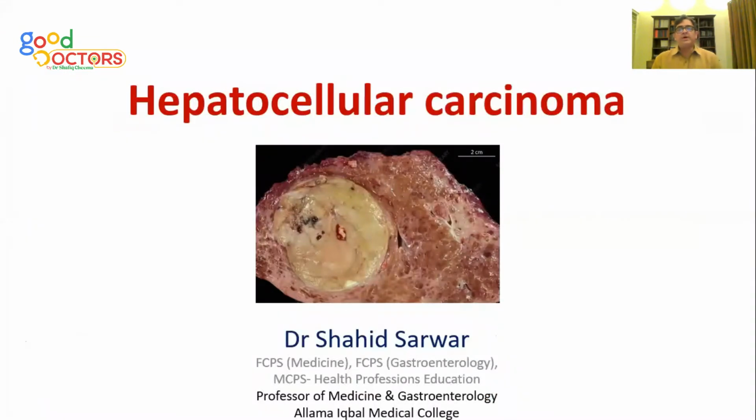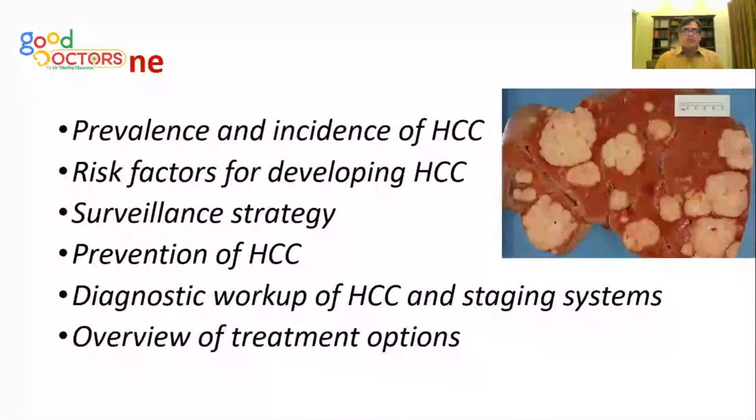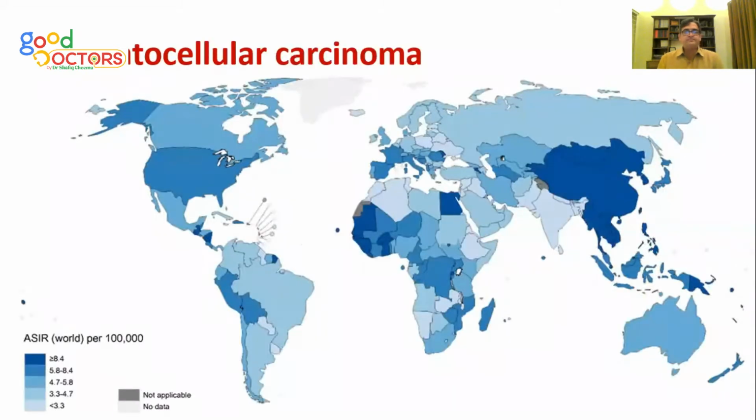Today we are going to talk about hepatocellular carcinoma. We are going to talk about its prevalence and incidence. We will talk about the risk factors which predispose to developing hepatocellular carcinoma, and how to look for this particular cancer at an earlier stage through a surveillance program. Can we prevent hepatocellular carcinoma or not? And how do we diagnose this? And what are the different staging systems that are used for this particular cancer? And then we will give an overview of the treatment options which are available.